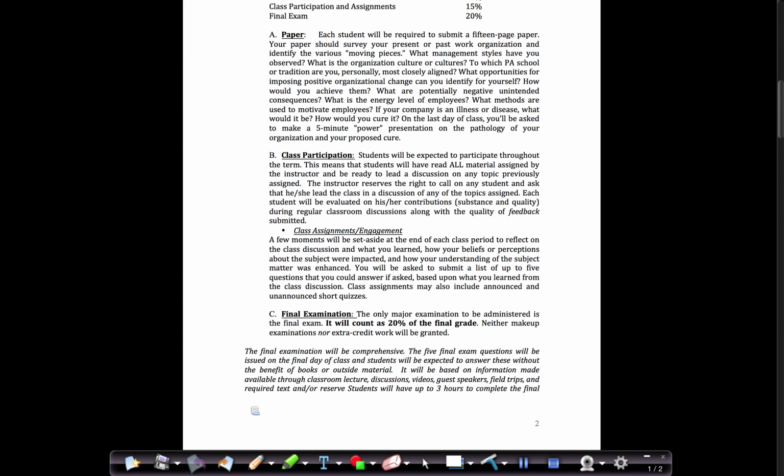Now, on the last day of class, maybe the last couple of days of class, each student will be asked to make a 5-minute, what I call power presentation on the pathology of your organization and your proposed cure. Simply, I'm asking you to look at something that's going wrong, that's not well in the health of your organization, and applying org theory principles that we learn in class. Please propose a cure for your unhealthy or sick organization based on org theory schools, org theory practices, and org theory principles.